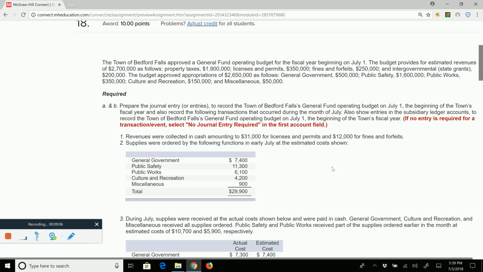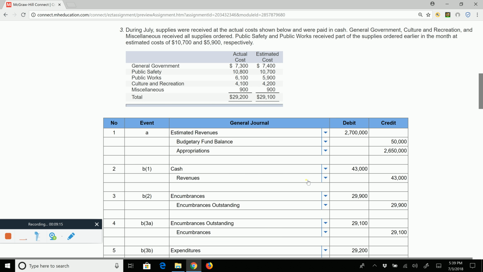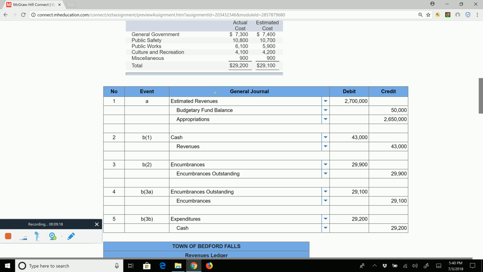All right, so the first thing we need to do, which is typically the first journal entry of any fiscal year, is record the budget. And as we just explained in the prior homework example, to record the budget, you're going to record it in the opposite way of the actual operations. So actual revenues are recorded with credits. So my budget for the revenues, called estimated revenues, is going to be debited. The appropriations, which is the budget for expenditures, are going to be credited. The difference between the two, whatever is needed, a debit or credit, to balance the journal entry, you're going to record to budgetary fund balance.